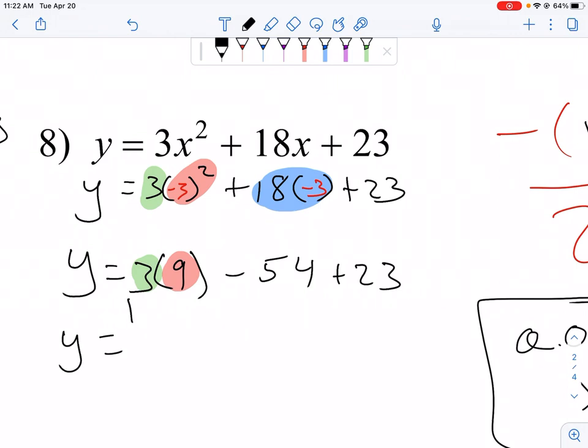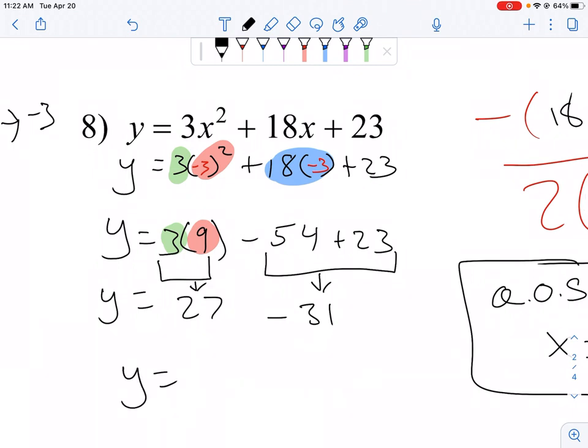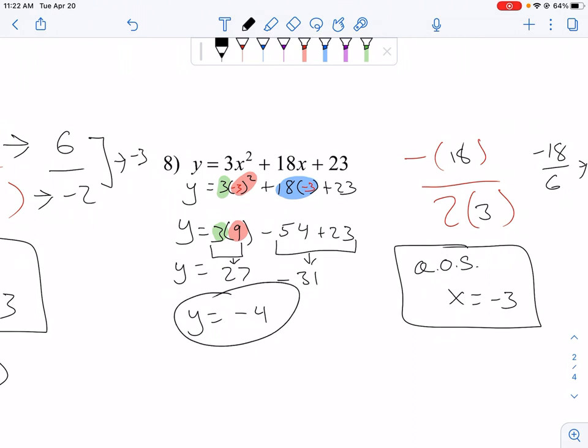All right, I'm going to multiply these together. 3 times 9 is 27. And then negative 54 plus 23, I'm going to put those together. And that's going to make negative 31. And now when I combine 27 minus 31, I'm going to get negative 4. So for this one, my vertex, when I plug in a negative 3, I get out a negative 4. When my x was negative 3, my y ended up being negative 4.